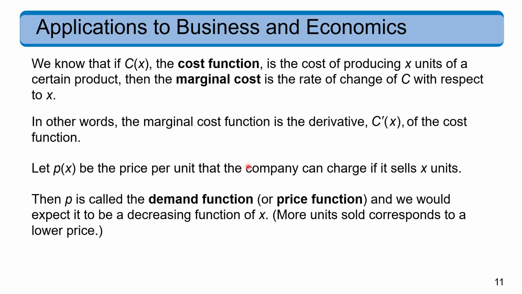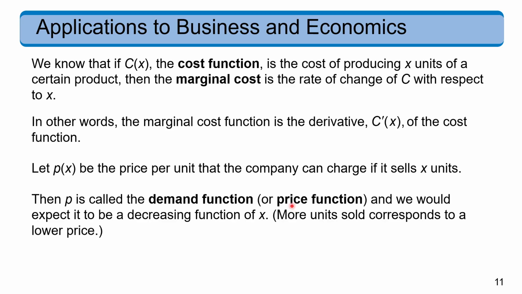So the next function we want to introduce is having to do with selling the items, right? So C is the cost to produce the items, the manufacturing costs, and P is the price per unit that they sell to the consumers. So again, X is the number of units, and P, notice it's not the total price, it's the price per unit. And we call this the demand function or the price function.